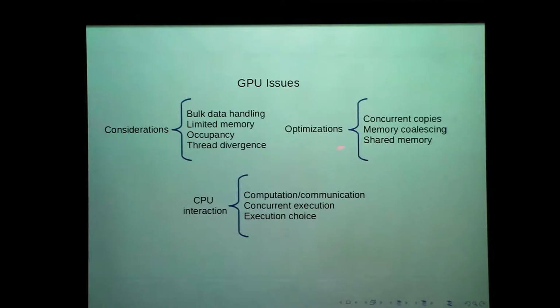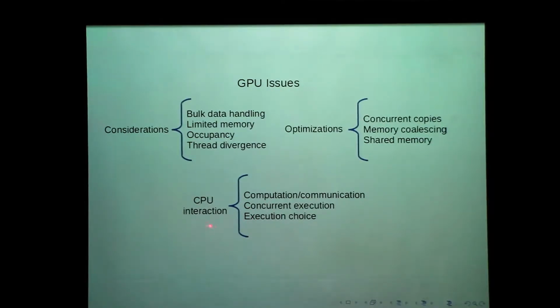Some of the things that we can do to further optimize a GPU program are concurrent copies. That is, we overlap the copy of data with the processing on the GPU. We should try to have threads that are continuous access continuous memory locations. That is, thread 1 accesses location 1 in memory, thread 2 accesses location 2 in memory. And we should try to use shared memory as much as possible, because shared memory is much faster than the global GPU memory.